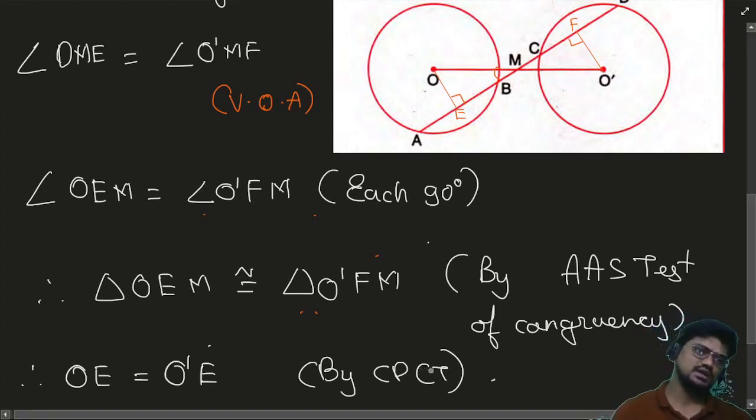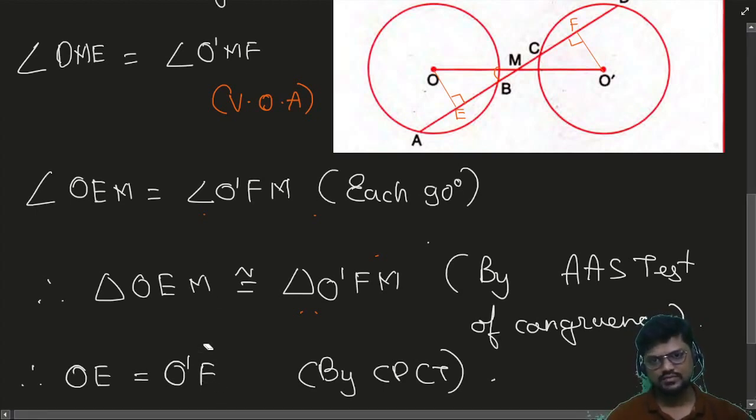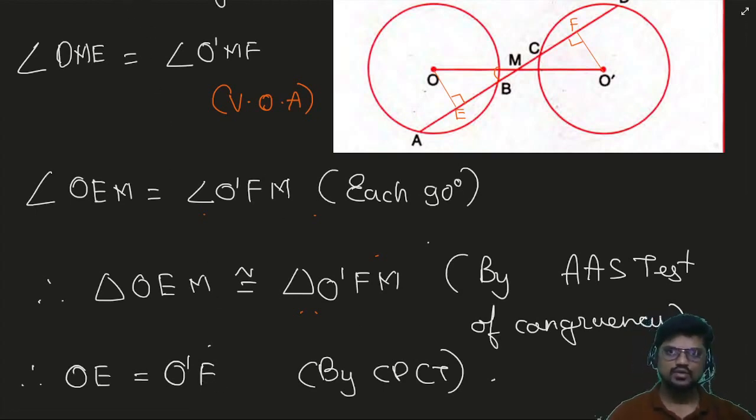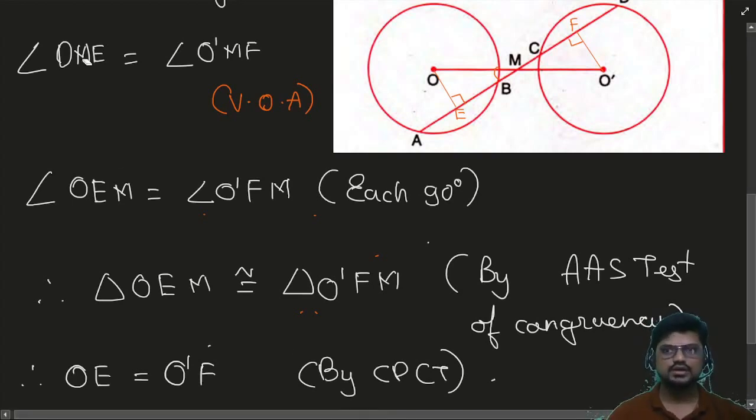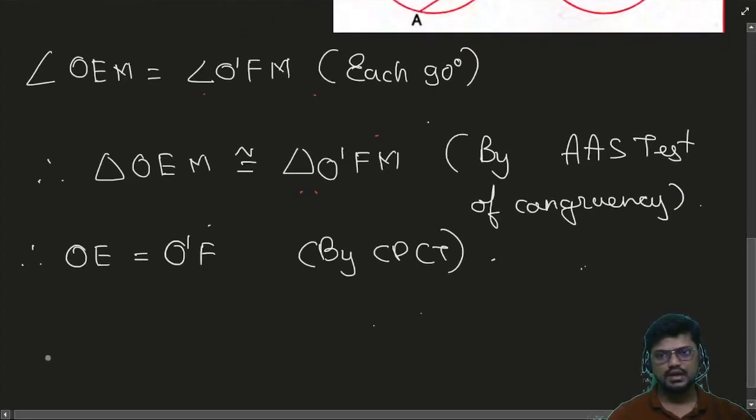Sir, I think it is O dash F. It will be O dash F, right? Okay. So what I can say now? Therefore, AB is equal to CD.